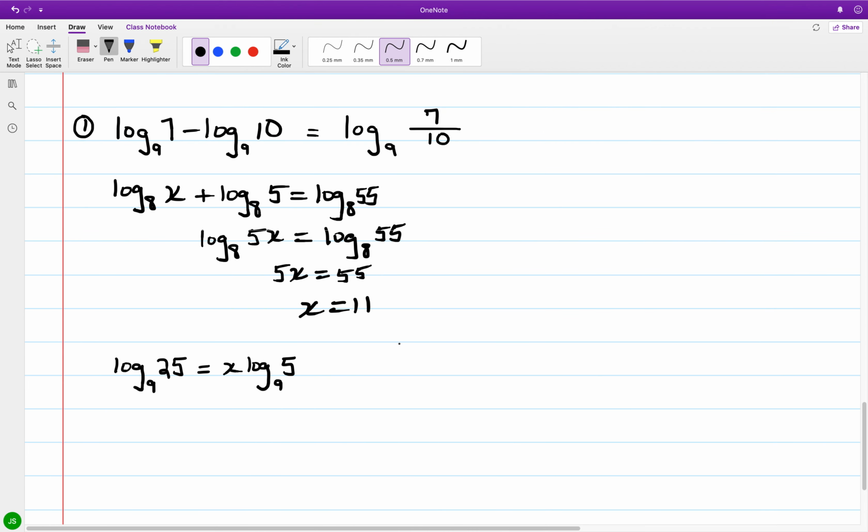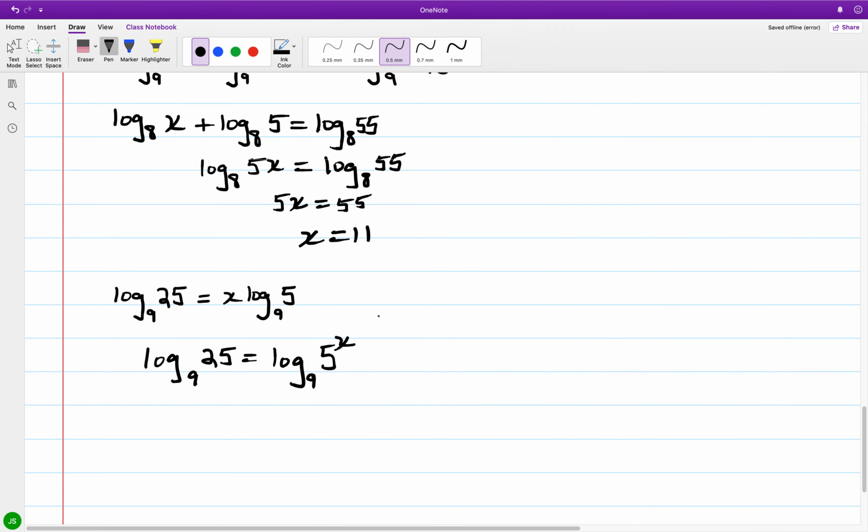And for part C, we had the base 9 logarithm of 25 equal to a missing value times the base 9 logarithm of 5. Among our properties, you can write coefficients as exponents. So we have the base 9 logarithm of 5 to the x.